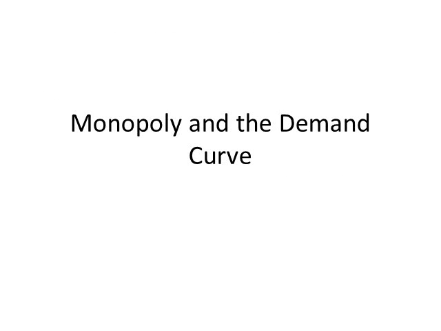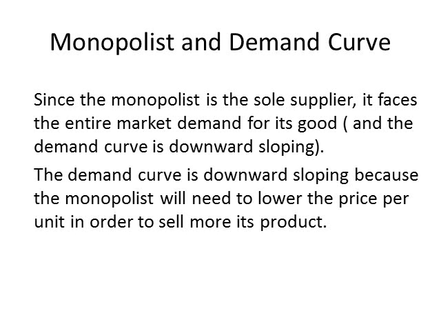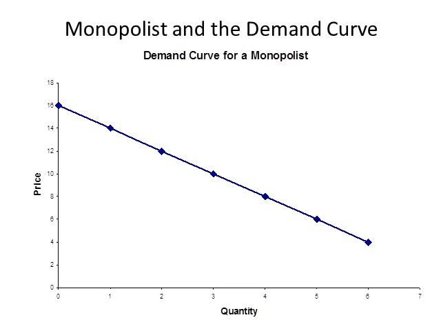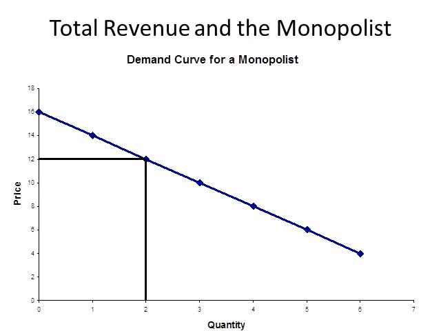Let's look at the monopolist's demand curve. Since the monopolist is the sole supplier, it faces the entire market demand for its good, and the demand curve is downward sloping. The demand curve is downward sloping because the monopolist will need to lower the price per unit to sell more of its product. The graph shows a typical demand curve for monopolists. Let's see why the monopolist must lower its price to increase the quantity demanded.